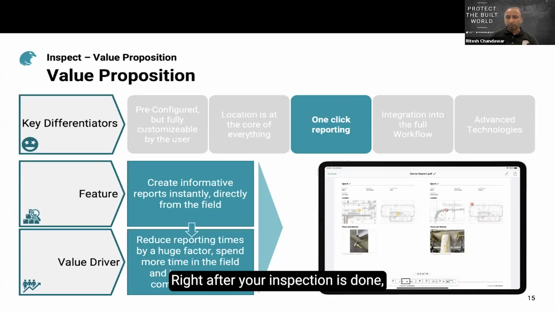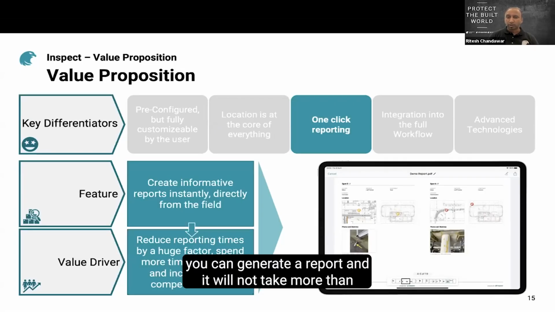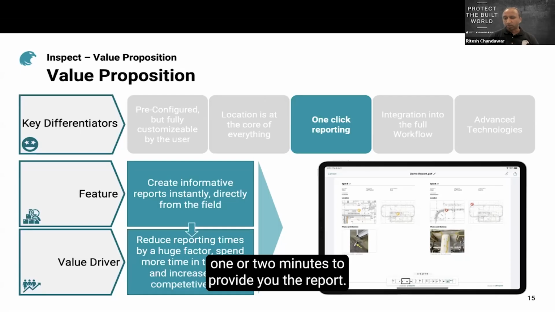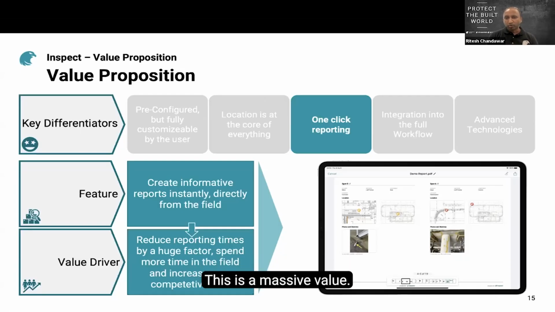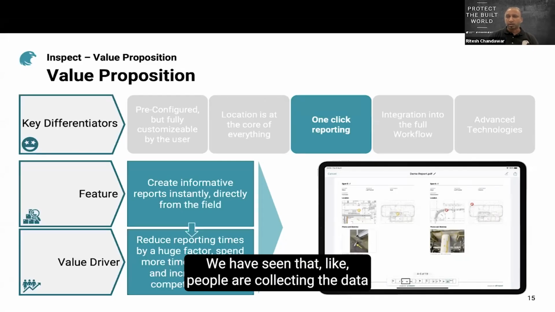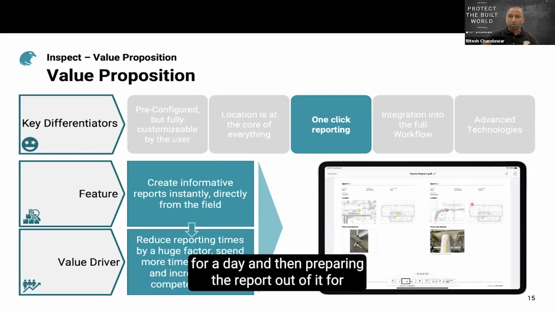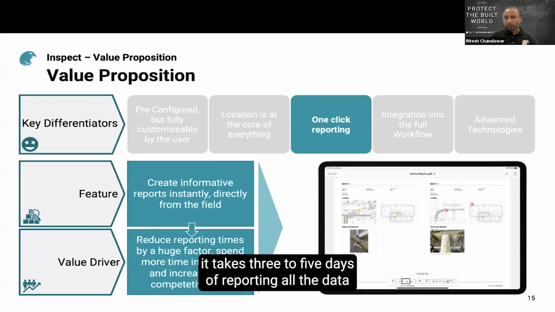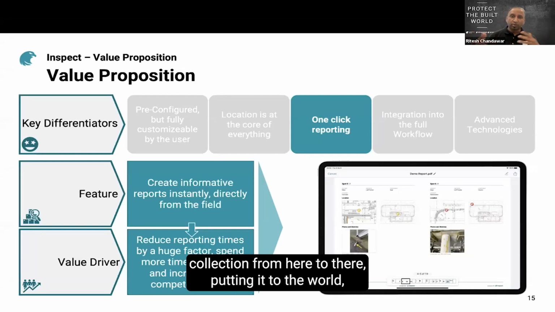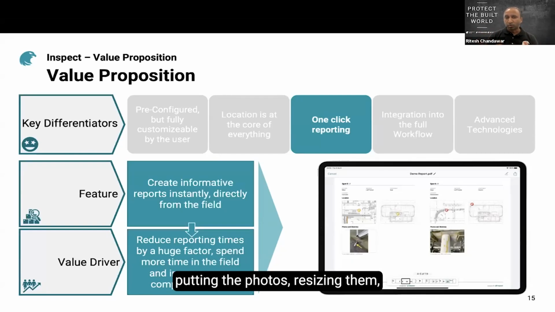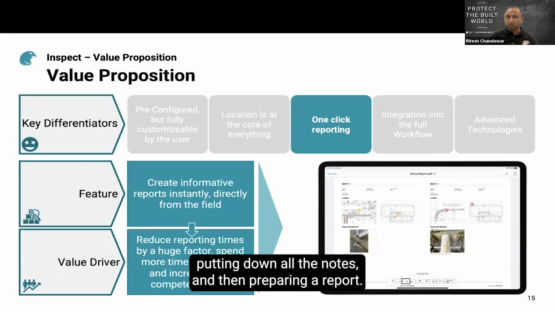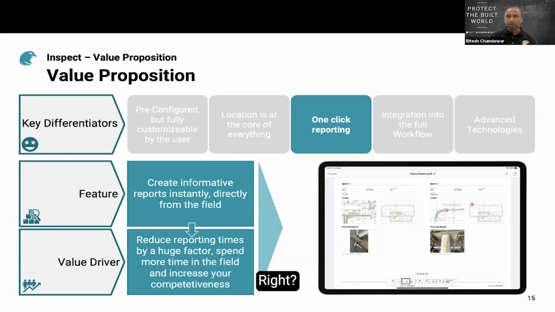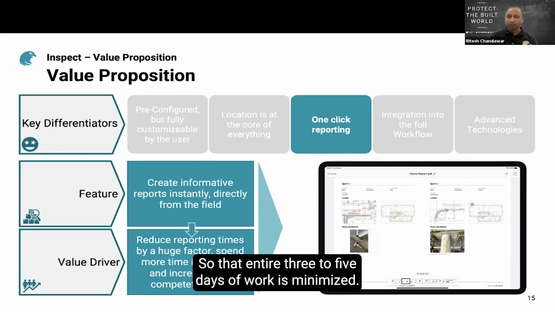Right after your inspection is done, you can generate a report, and it will not take more than 1 or 2 minutes to provide you the report. This is a massive value. We have seen that people collect the data for a day and then spend 4 days preparing the report out of it. Our current average is that for 1 day of inspection, it takes 3 to 5 days of reporting. All the data collection from here to there, putting it into Word, putting in the photos, resizing them, putting down all the notes, and then preparing a report, right? So that entire 3 to 5 days of work is minimized.